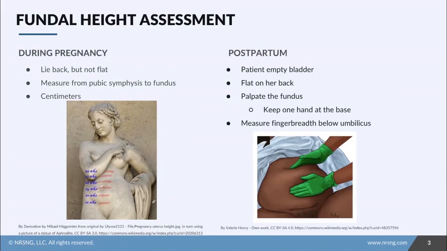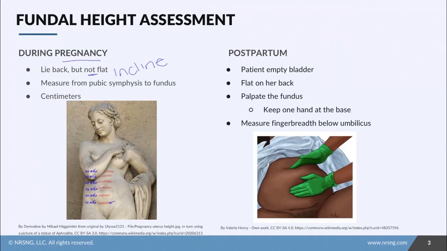So here, doing our fundal height assessment, just to look at the two in more detail. So during pregnancy, we want this patient to lie on her back, not flat, okay? So we worry about that hypotension, supine hypotension happening for these patients. So we want them at an incline so that their blood pressure doesn't drop. And then we're gonna measure, and that's gonna be done, we measure from the pubic symphysis, so down here, so the base, to the top of the fundus, wherever it may be.